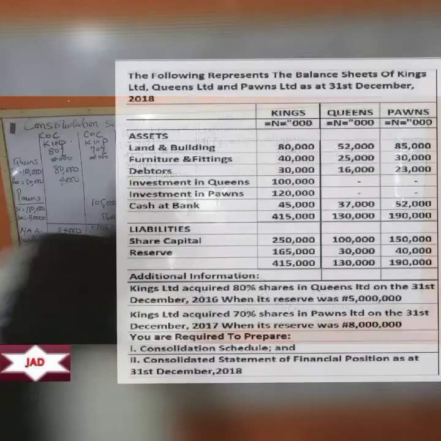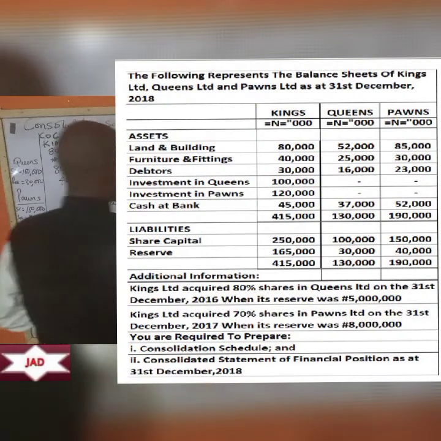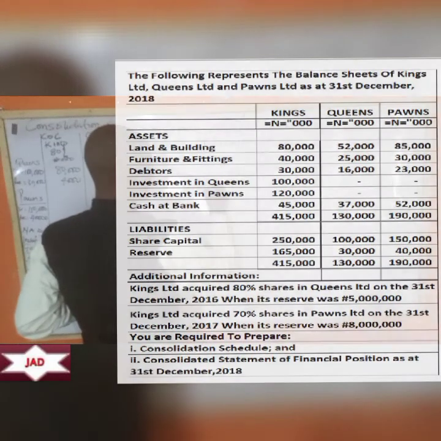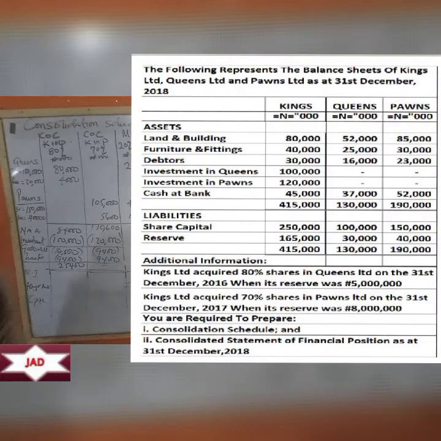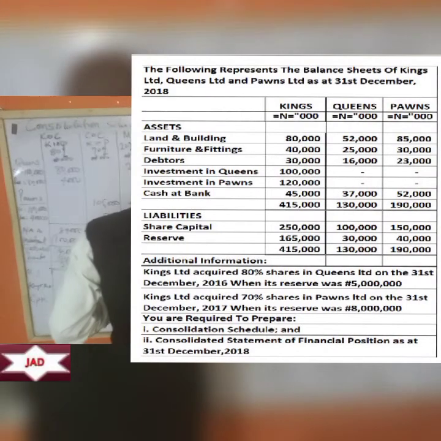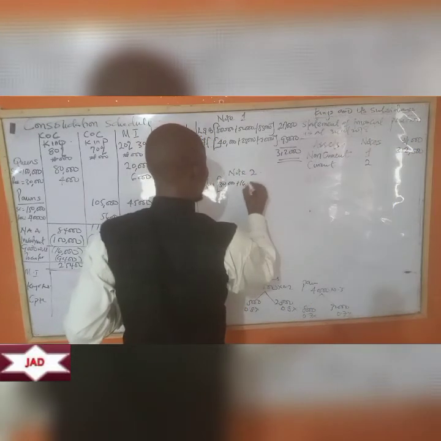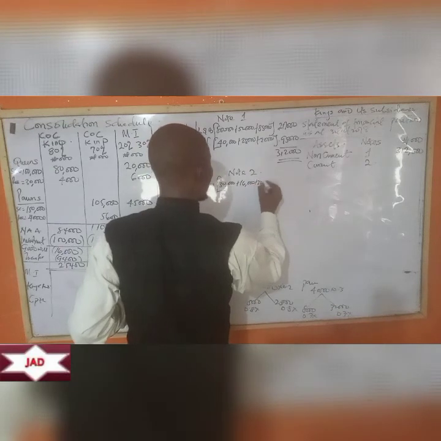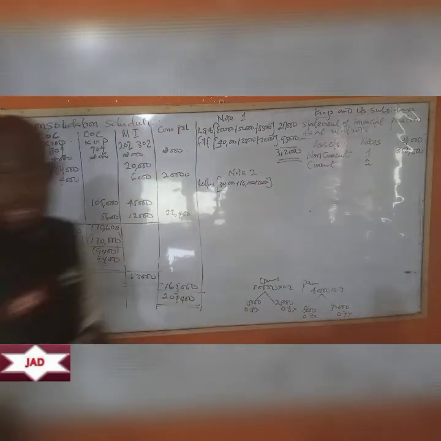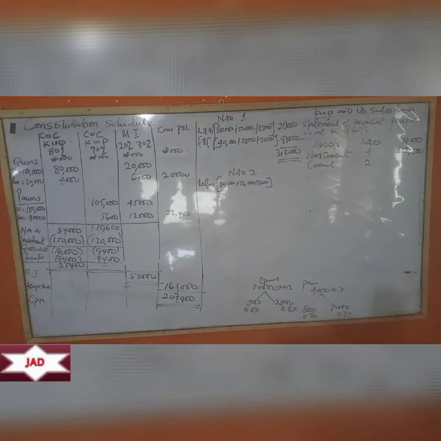Debtors. What do we have? 30, 16, 23. 30,000, 16,000, 23,000. So what do we have? We add up. 30,000 plus 16,000 plus 23,000, 69.